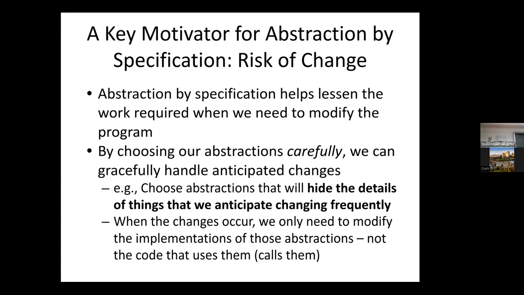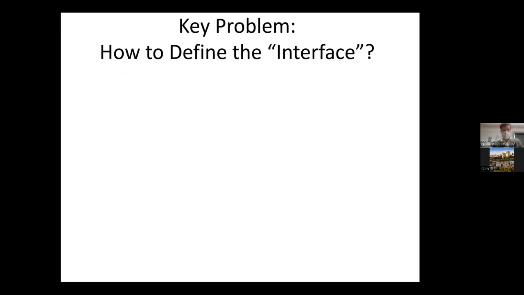Before, with abstraction by parameterization, we handled many circumstances by passing different parameters. We hid the details of which particular values were given by just passing parameters that encoded those values. And we don't have to worry in this code about what the particular values are. We handle all of them, right? That was parameterization. Now we're handling this abstraction by specification. As long as it adheres to the contract, the evolution of this doesn't impact the users.